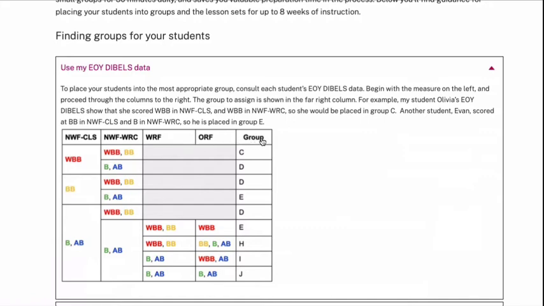For example, my student Olivia's EOY DIBELS score showed that she scored well below benchmark, or in the red, in nonsense word fluency correct letter sounds. And she also scored well below the benchmark in nonsense word fluency words recoded correctly, so she would be placed in Group C. Another student, Evan, scored below benchmark in nonsense word fluency correct letter sounds, and at benchmark in nonsense word fluency words recoded correctly, so he is placed in Group E.